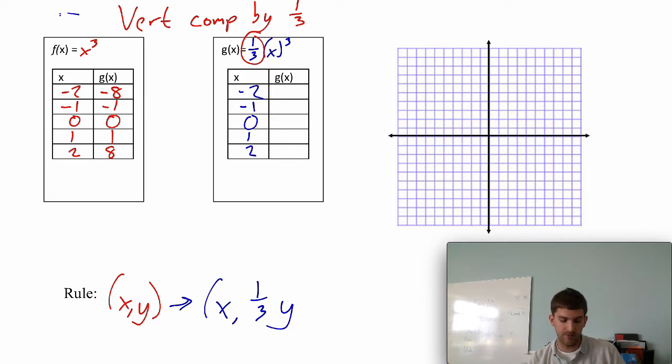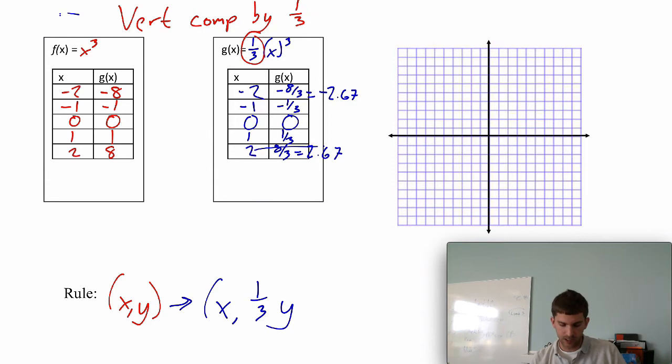So 1/3 times -8 is going to be -8/3, or approximately -2.67, because we're graphing it. -1 times 1/3 is -1/3. That one's not too hard to estimate. 0 times 1/3 is 0. 1 times 1/3 is 1/3. 8 times 1/3 is 8/3, or as we said earlier, 2.67 approximately, we're rounding. So let's graph these and take a look at the comparison.